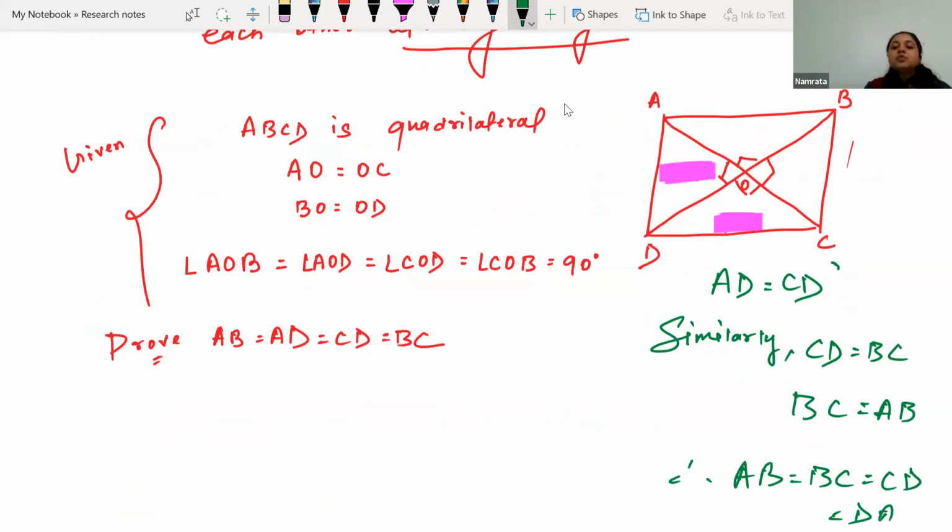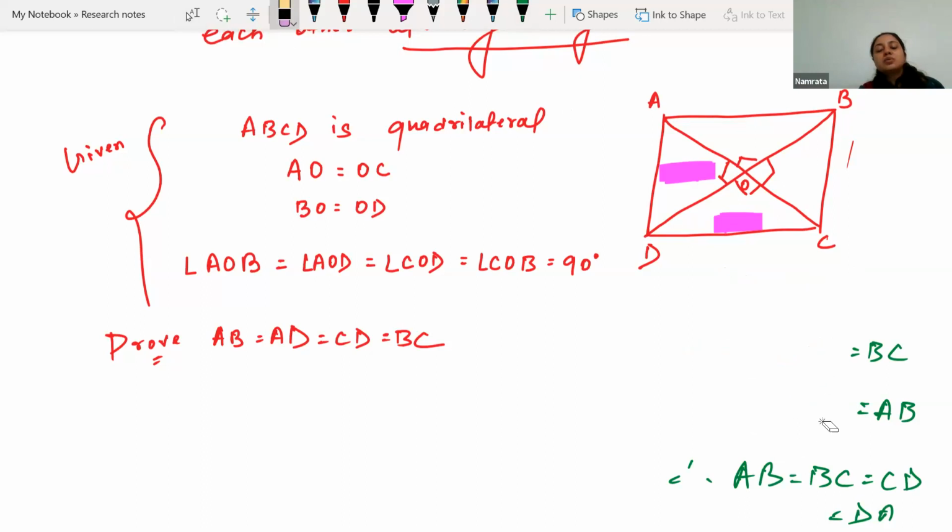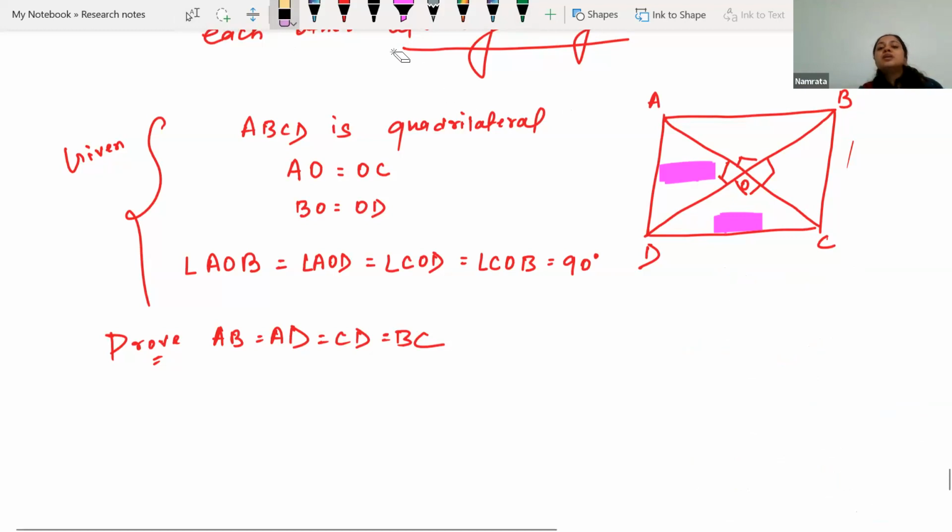So if we prove any two adjacent sides are the same, then similarly all the adjacent sides will be the same. Hence AB, BC, CD, DA all will be the same. It's a rhombus. Getting it? Yes, ma'am. So rather than proving it's a parallelogram, directly we can prove that adjacent triangles are congruent, and hence adjacent sides are the same, and hence all the sides will be the same, and hence it's a rhombus. Let's see whether that is possible or not, whatever we are thinking.